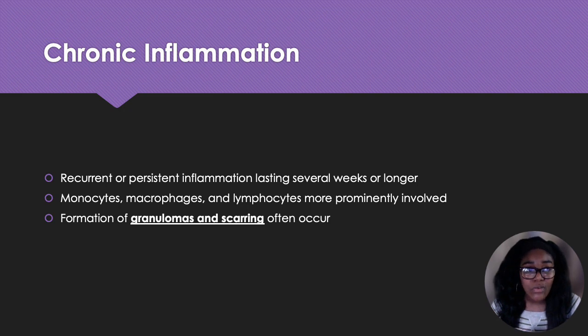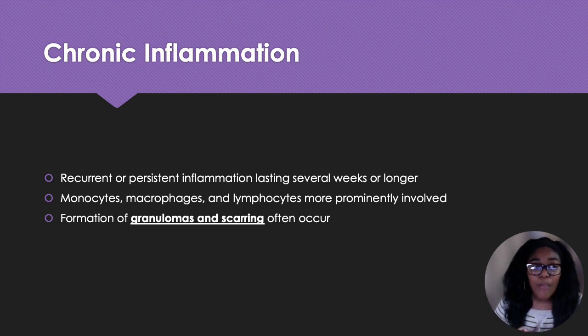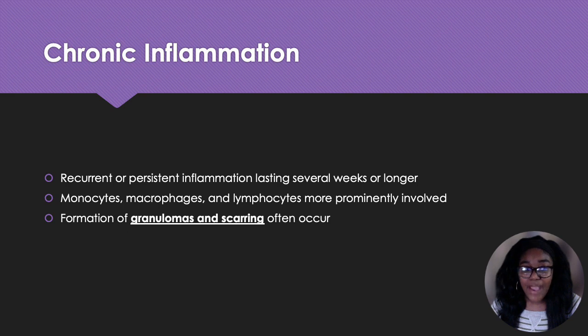And again, chronic is characterized by inflammation, particularly that is persistent over several weeks or longer. So we see this reoccurring inflammation response over and over and over again in the body. And when we talk about chronic inflammation, more oftentimes than not, we have macrophages and lymphocytes that are involved in the chemotactic area of our inflammation response.